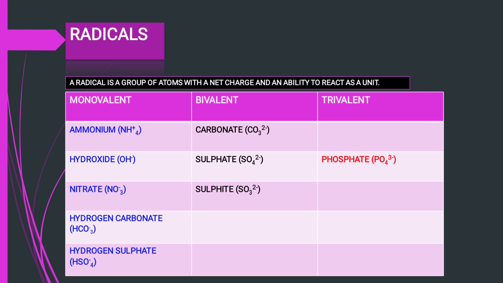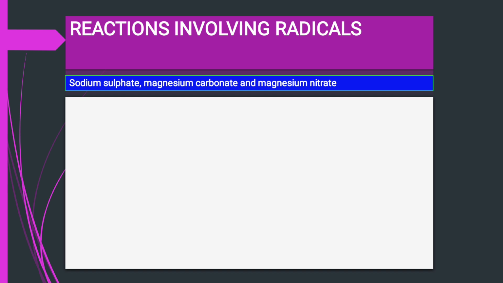So we might need now to ask ourselves, how do these radicals react? And in our next slide, we look at how sodium sulfate is written. Remember we said that the radicals react as a unit. What does that mean? So to write the formula of sodium sulfate, we will begin with sodium.